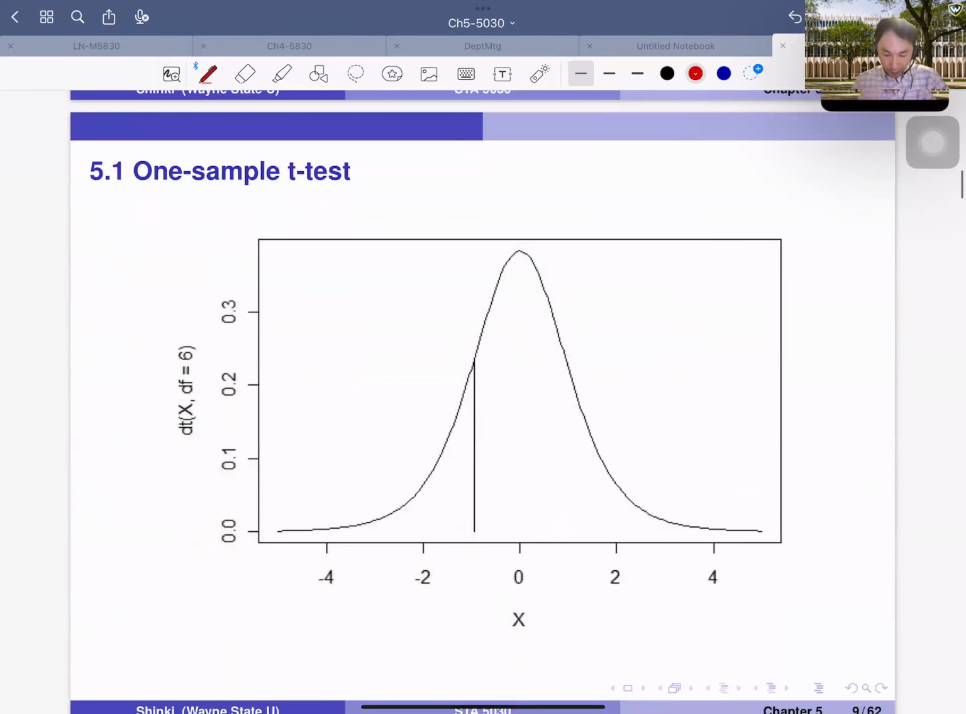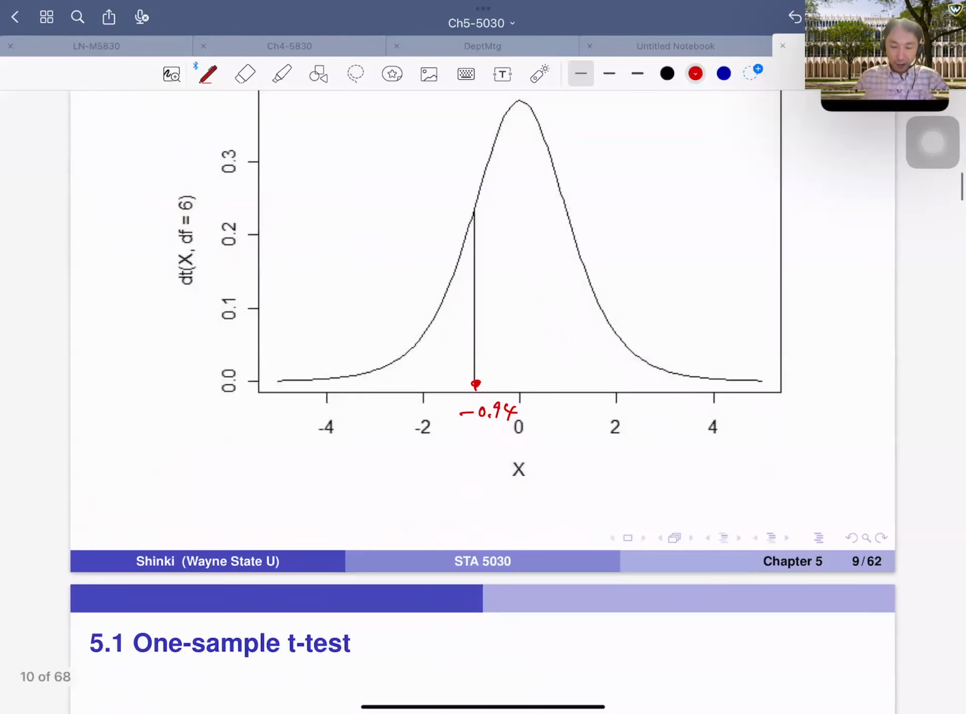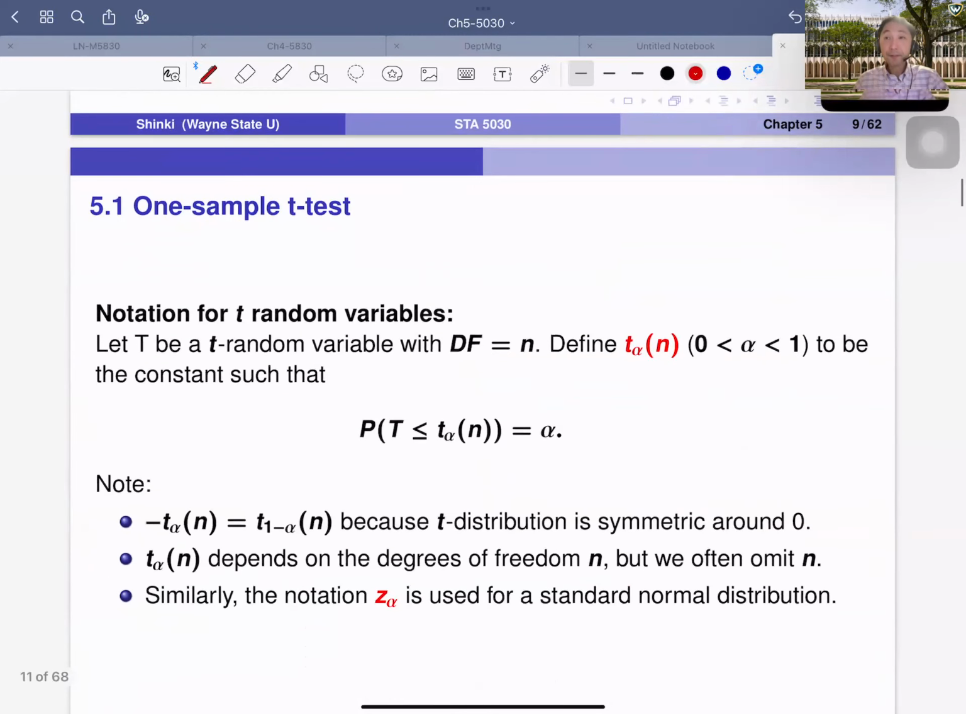Yeah, so this is another graph. So this is our realization, negative 0.94. So it's not really the extreme value. Any questions so far?